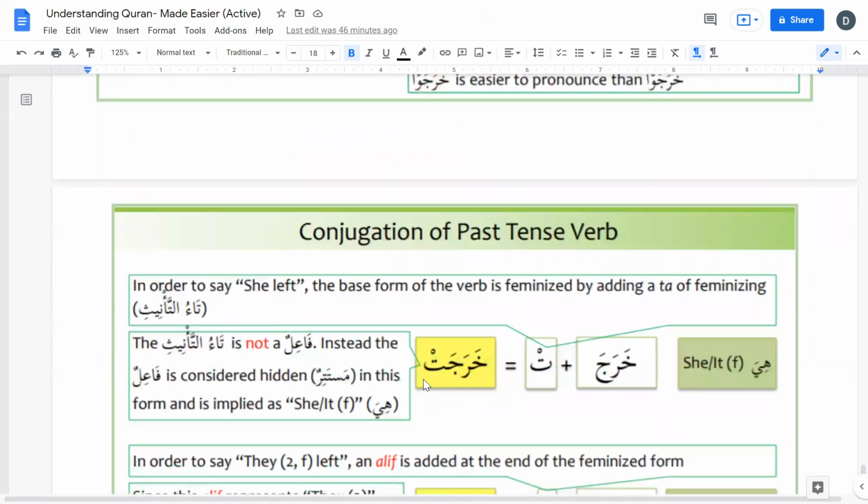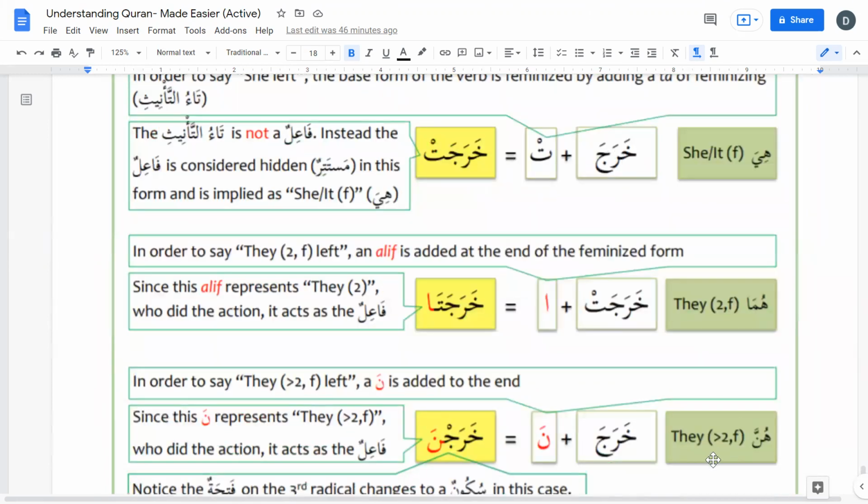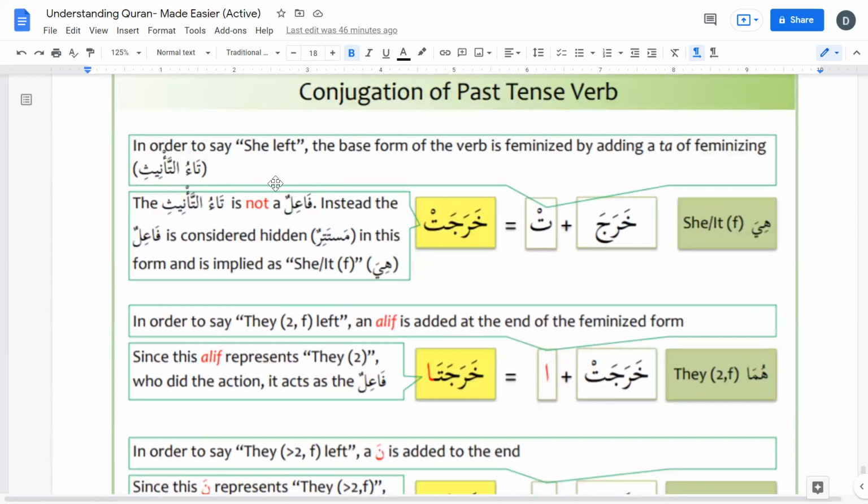Now, because we started learning the three forms of third person feminine, hiya, huma, hunna, right? In the hiya form, what do we see? We know kharaja has huwa built in, right? Huwa is singular masculine, whether he or it. So kharaja is for singular masculine.